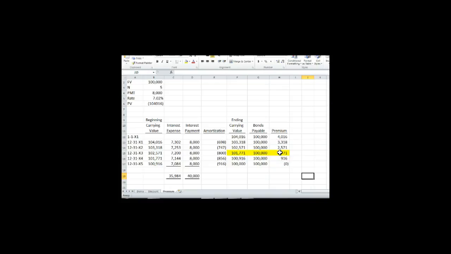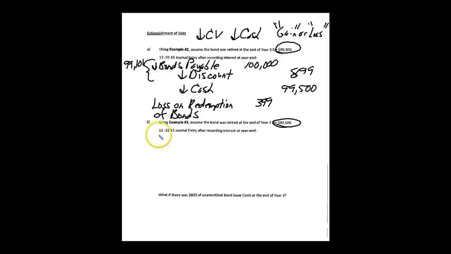So let's go back to our notes and we'll enter in these dollar amounts in our journal entry. So again, we want to get rid of bonds payable. So we want to remove it of $100,000. We want to remove the premium. Premiums have a credit balance, so we have to debit the premium to remove it. $1,771. So that's part 1.